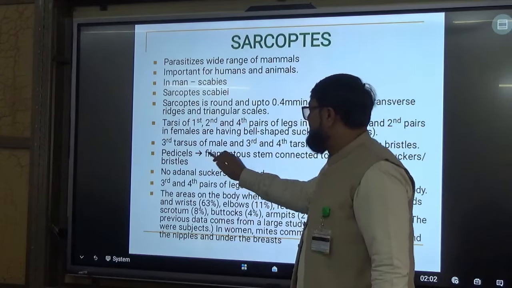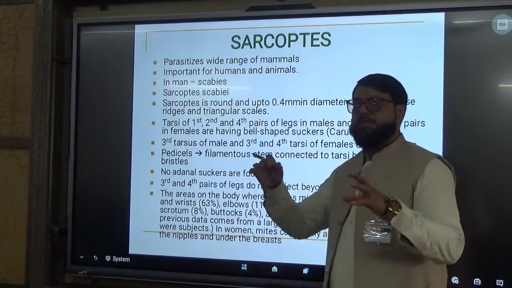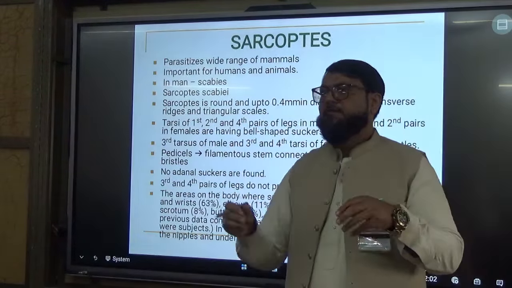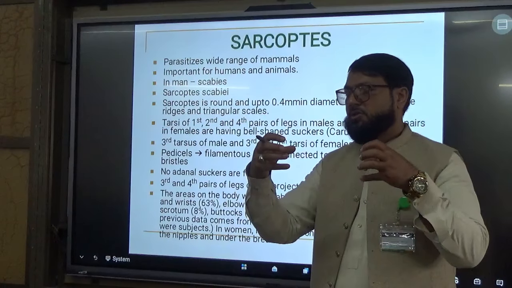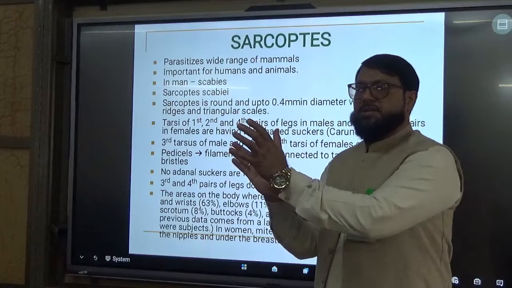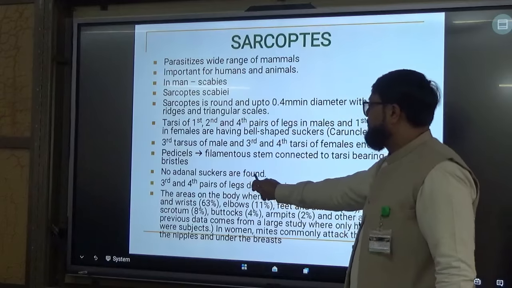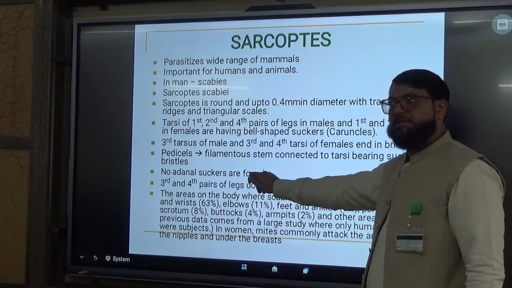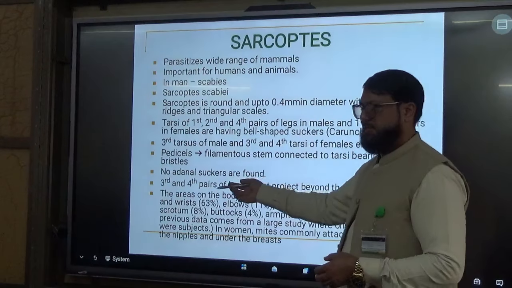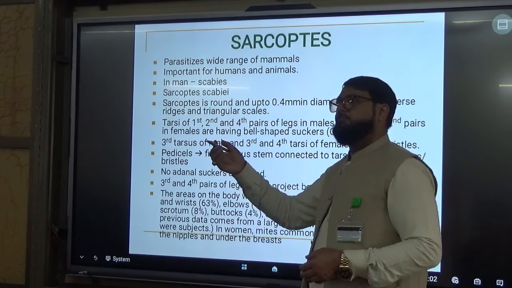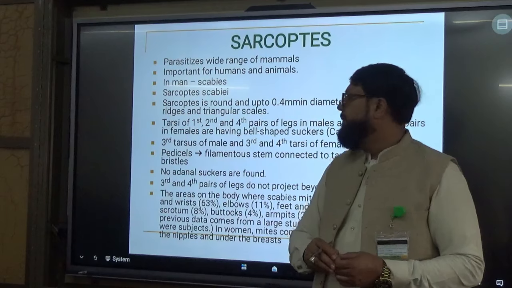So pedicels, what are pedicels? Filamentous stems connected to tarsi bearing suckers. We already talked about that, because it is the morphology of the sucker at the end, which has a hook-like terminal part. Along with that is the pedicel or the stalk that you mentioned, and the stalk is connected with the sucker. No ad-anal suckers are found. Why is it so? Because in some of the mites there are some suckers adjacent to the anus. We mentioned this in ticks, that there are some plates present adjacent to the anus. These were called ad-anal plates.